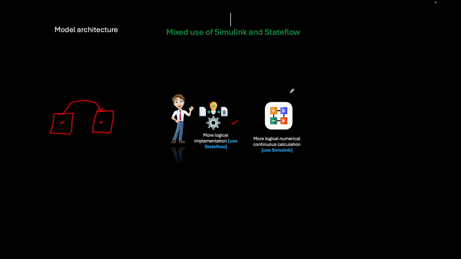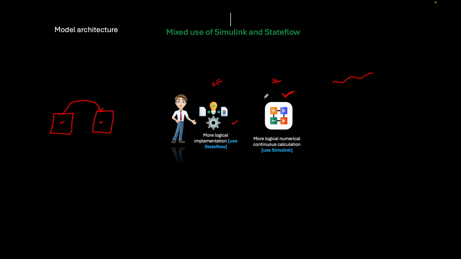There is one more possibility while implementing the model, which is solving something continuously. Suppose you have some dynamic equation you need to solve continuously over time. In such a case, it is more preferable to use Simulink. When you use Simulink, you can continuously calculate something over time, and you can generate data which could be time series data. So when you have more logical implementation, you use Stateflow. When you have more sequential or continuous calculations, then you can use Simulink.